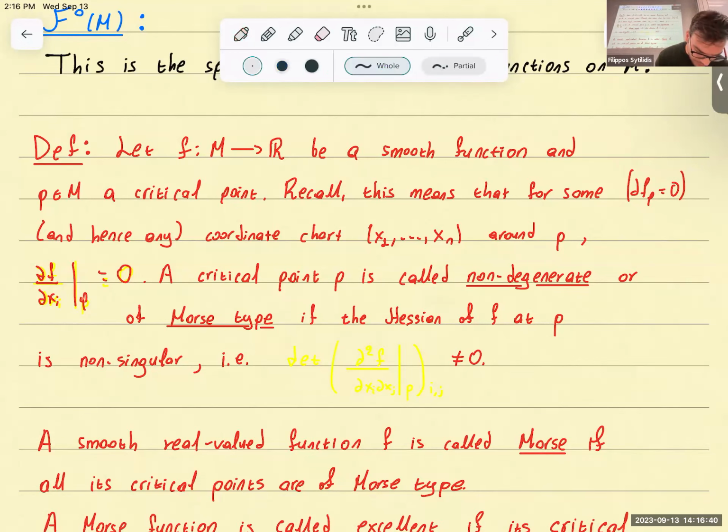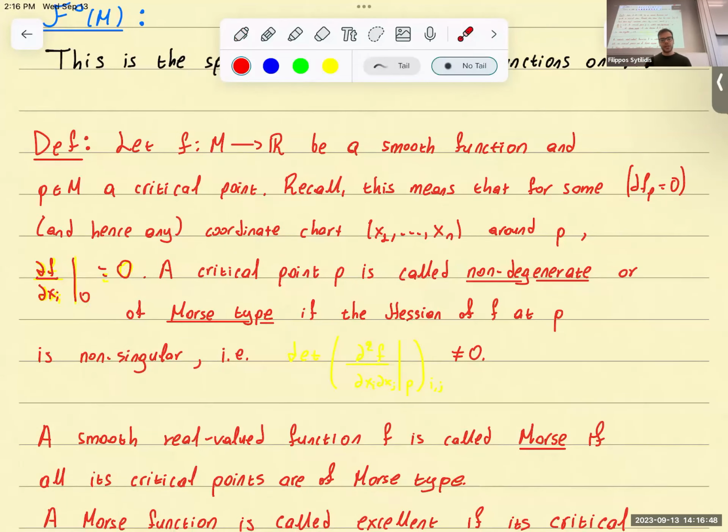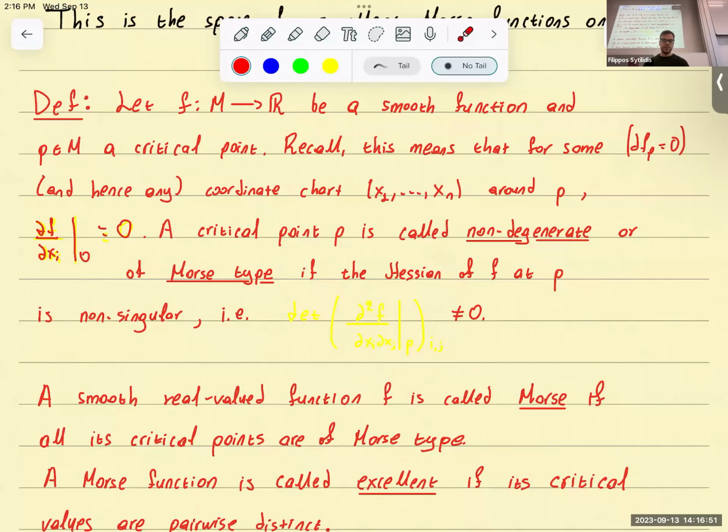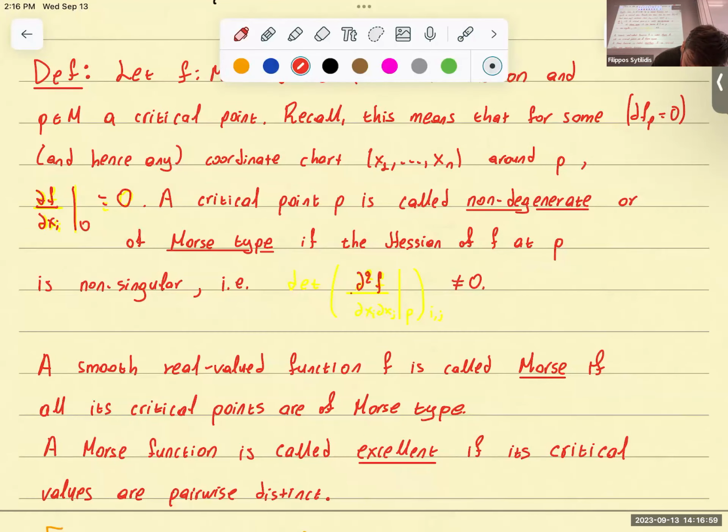Actually, maybe I should say, since I got it to be centered at P. And this critical point is going to be called non-degenerate or of Morse type if the Hessian of f at P is non-singular. So just as a reminder, the Hessian is this matrix of second order derivatives at P. So I have this matrix with entries i, j, and a matrix being non-singular, I just want the determinant to be non-zero.